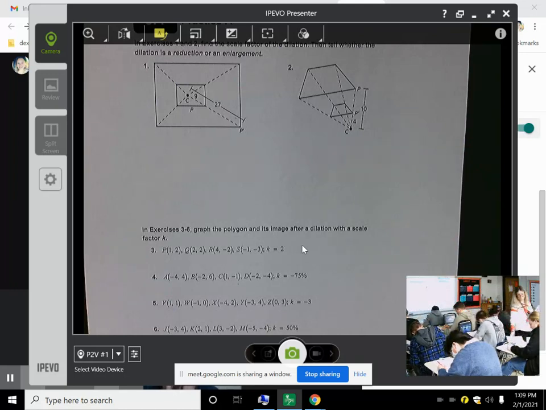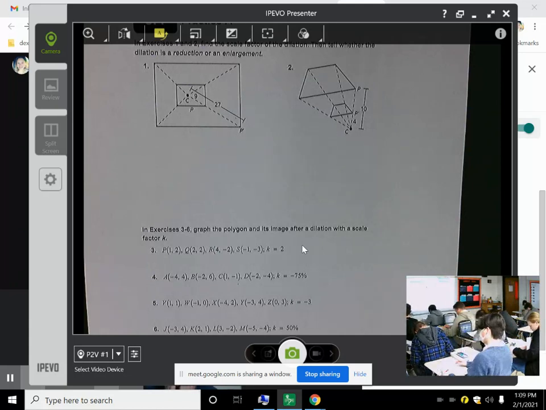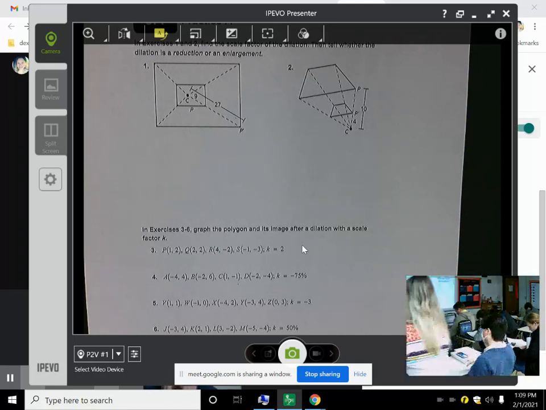Can we do -4 times -0.75? Yes, as long as your coordinate's -4.